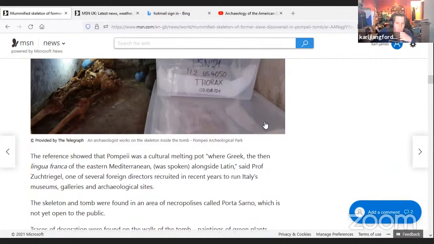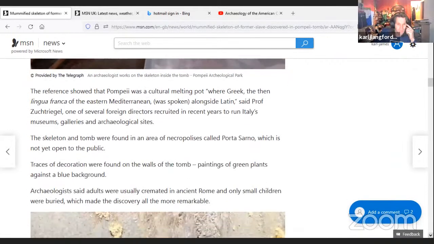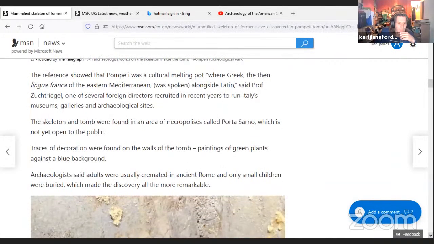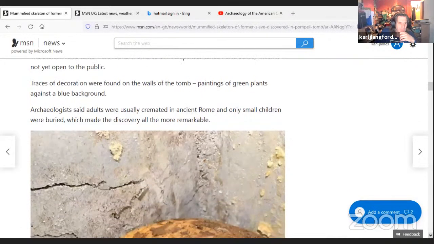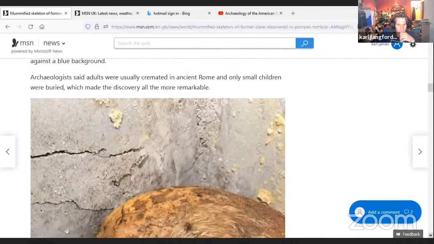The reference showed that Pompeii was a melting pot where Greek, then the lingua franca of the Eastern Mediterranean, was spoken alongside Latin. There's an amphitheater there in Pompeii. Yes, there is. The skeleton and tomb were found in an ancient necropolis, at Porta Sarno, which is not yet open to the public. Traces of the decoration were found on the wall of the tomb, paintings of green plants against a blue background. You can just see it there, faded.